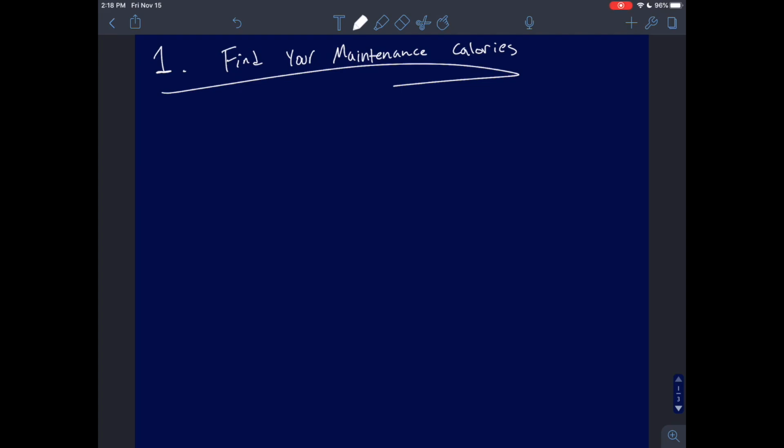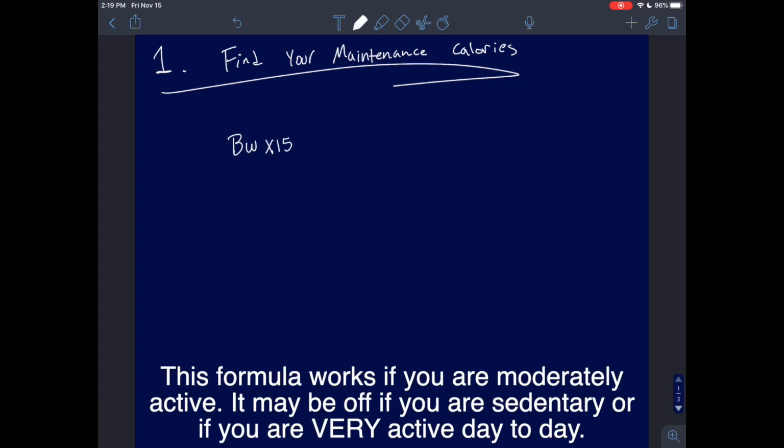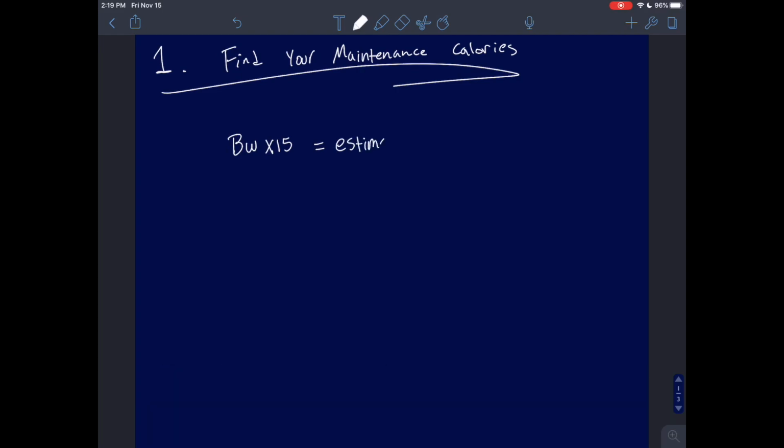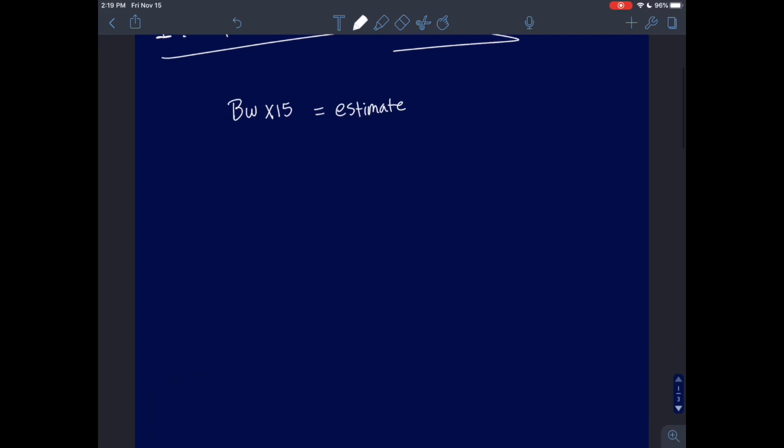According to a bunch of studies and a lot of formulas online, pretty much the main formula is to multiply your body weight by 15, and that will roughly get you your maintenance calories if you are moderately active. Now, this is just an estimate, it's not exact. But it is a good starting point, okay?